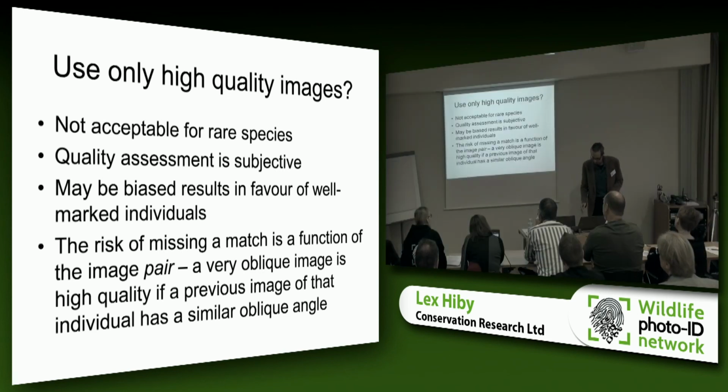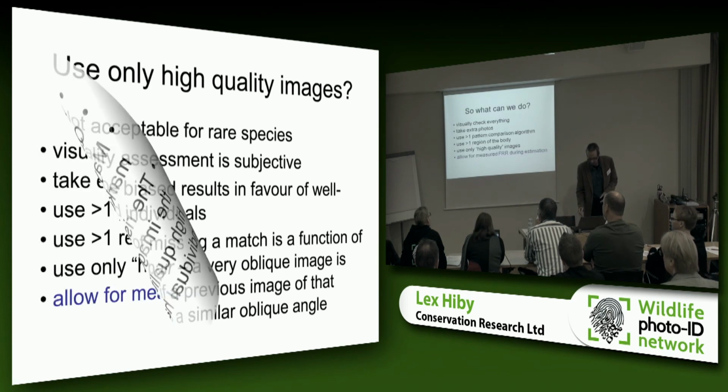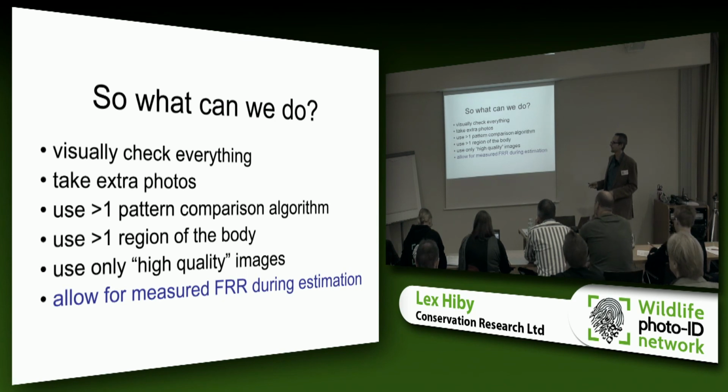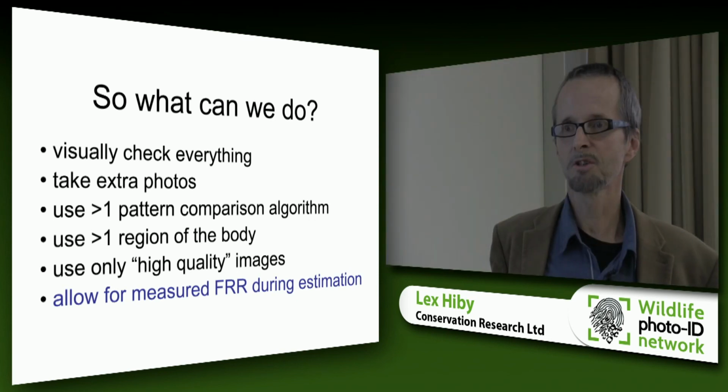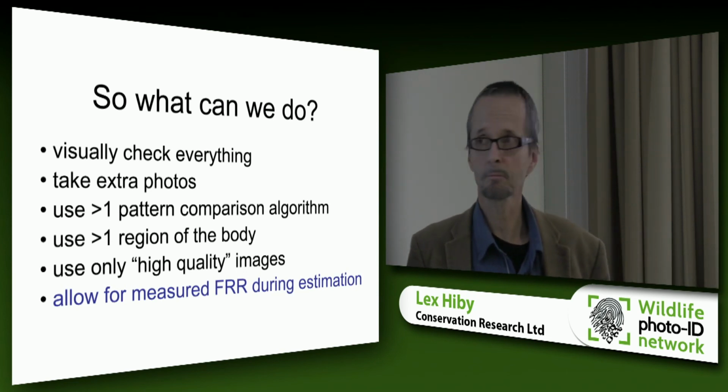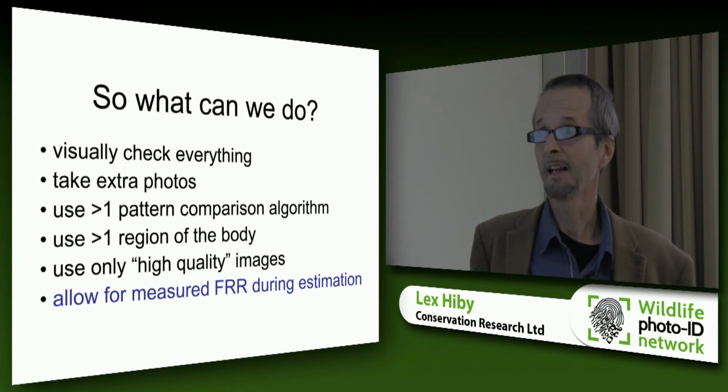So that's difficult. So we came up with the idea, okay, let's measure it. Let's measure the false rejection rate for whatever body region and algorithms we have available. And having measured it, can we allow for it then in our population modeling? And you can.